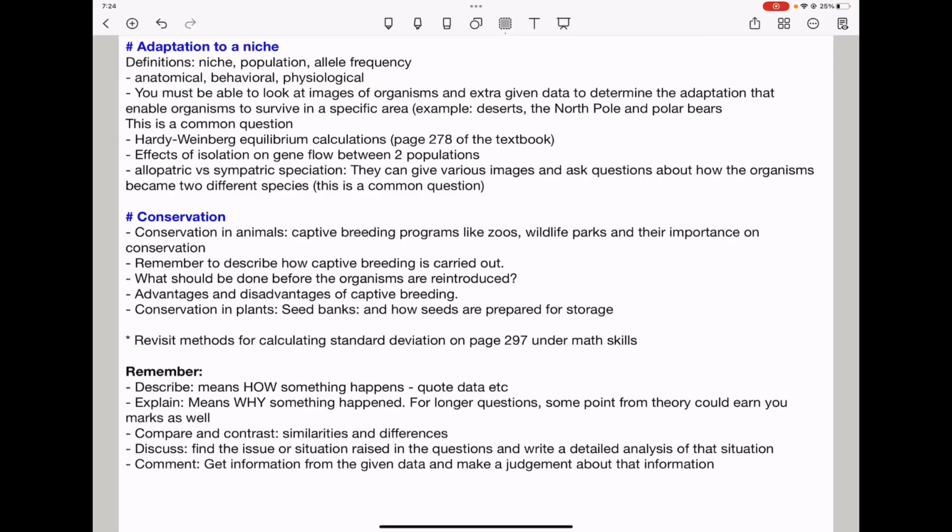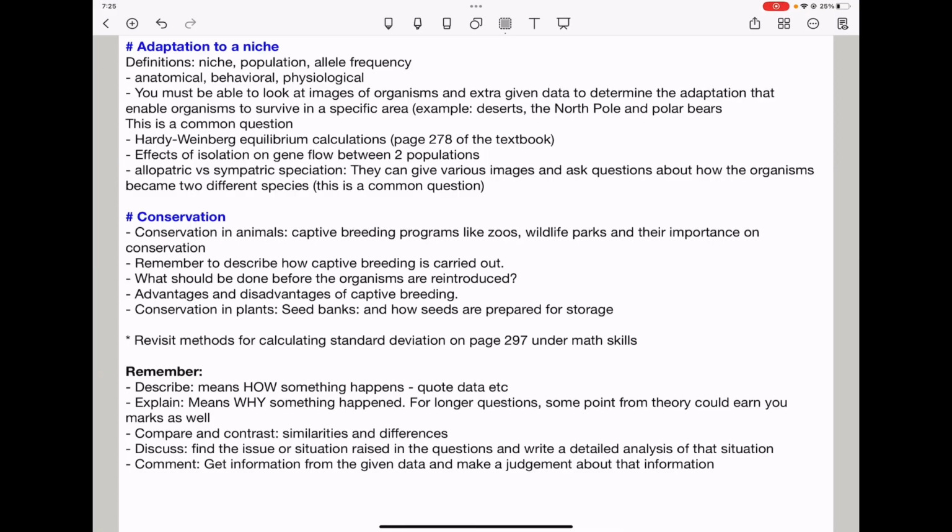Moving on to conservation, they can ask about conservation in animals like captive breeding programs in zoos as well as wildlife parks and their importance on conservation. Remember to describe how captive breeding is carried out. You should know what should be done before the organisms are reintroduced. For example, they need to educate the natives. They need to make sure the conditions that caused the decrease in the number of the species are dealt with before the species can be introduced within the specific area.